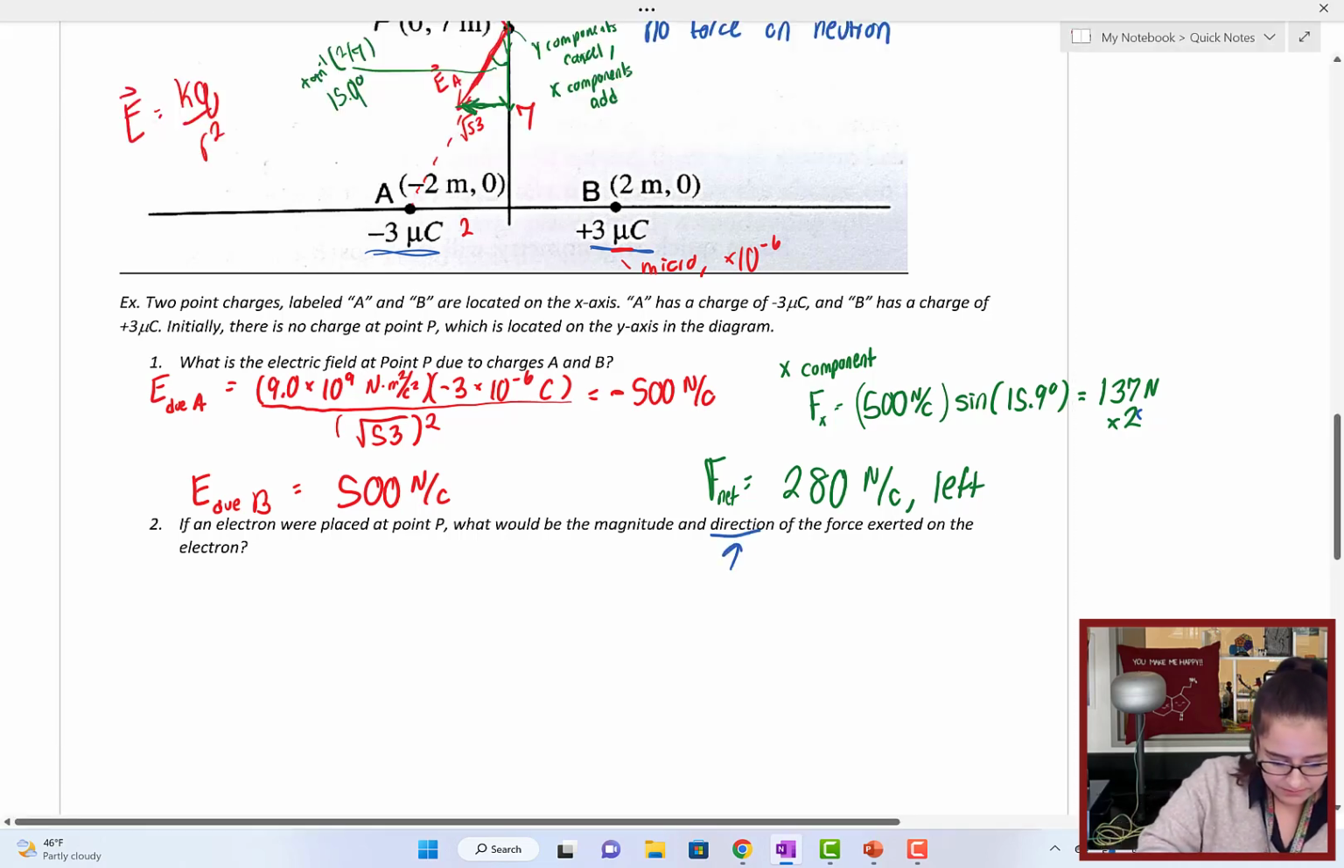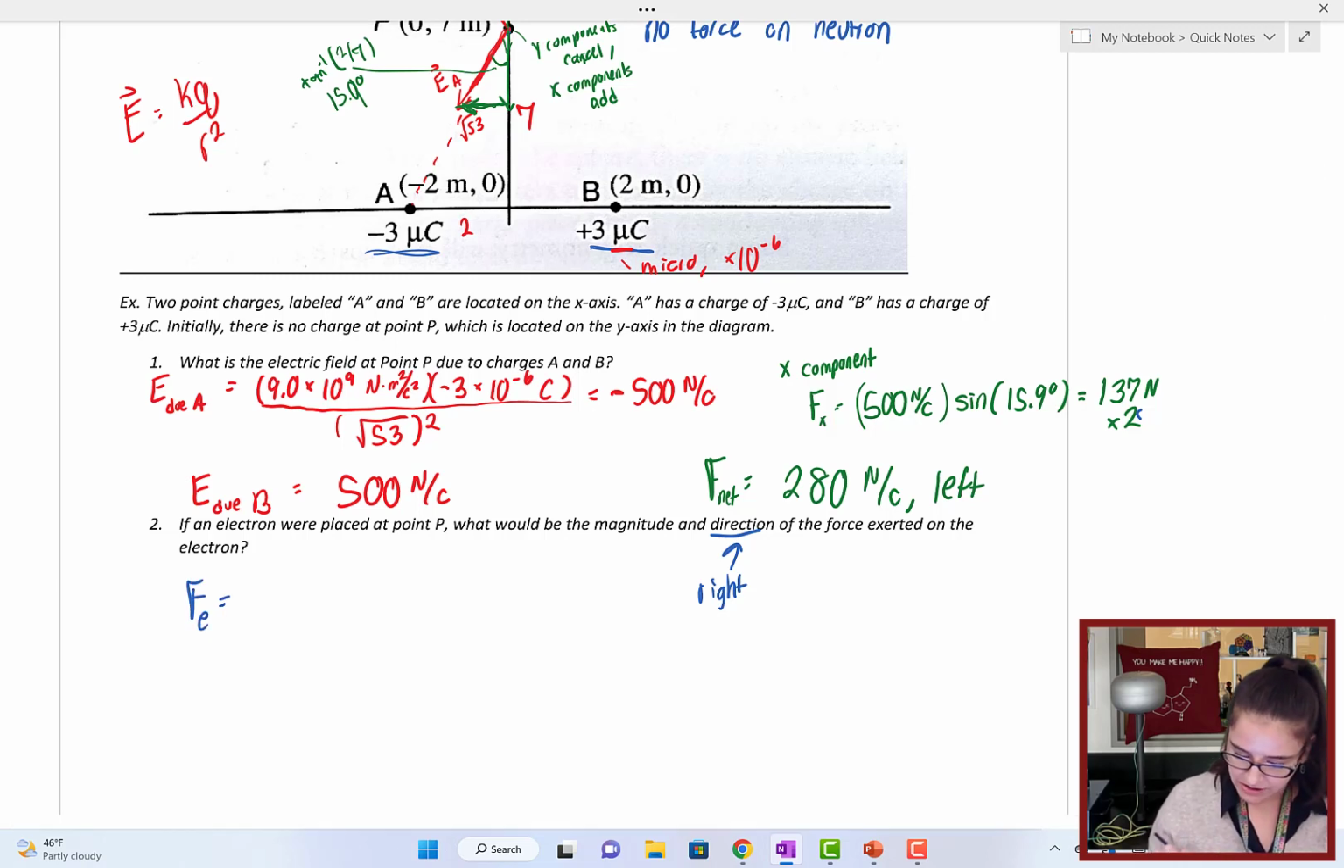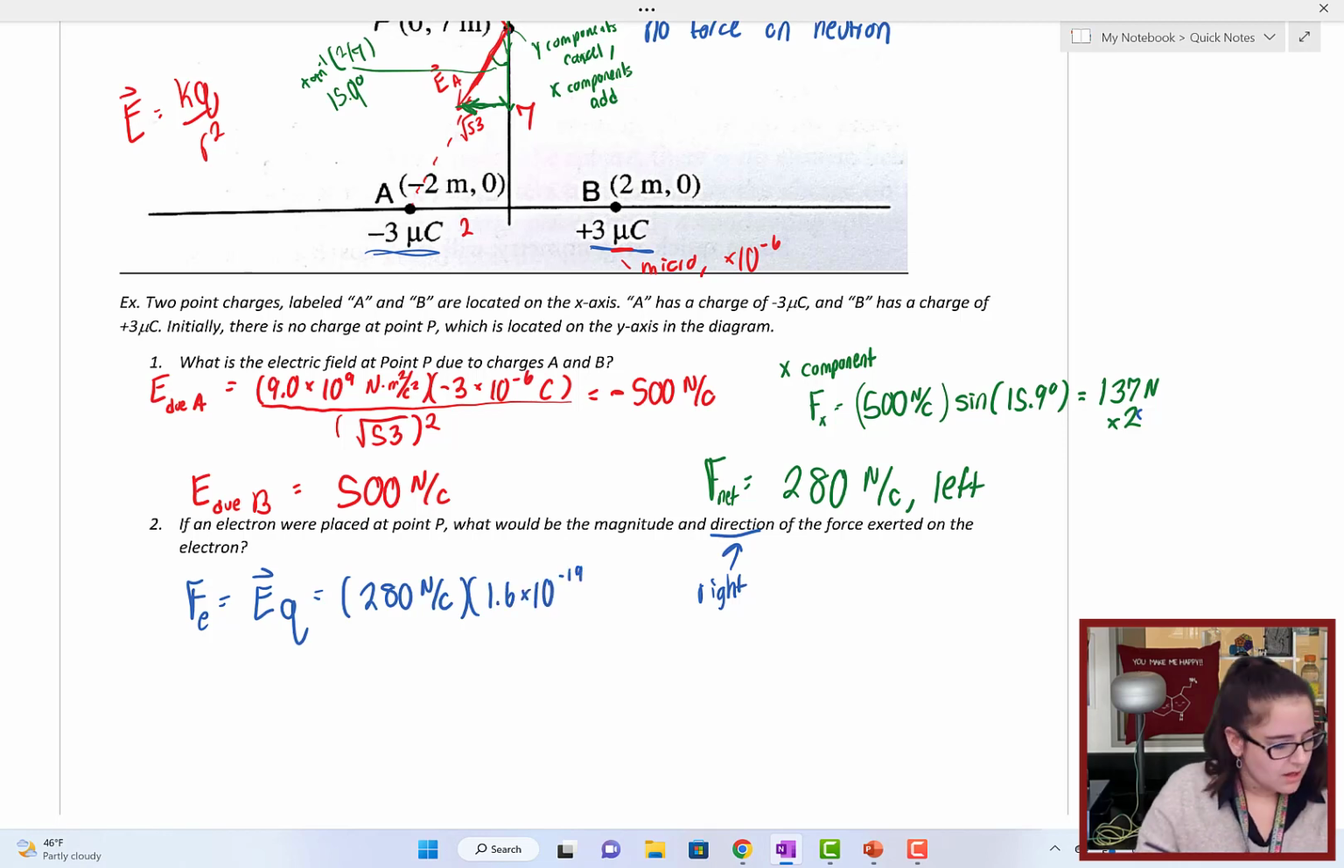And then to find the magnitude, we would use that the electric force equals that electric field strength times Q. Okay, so we have the electric field strength, which we just found as 280 newtons per coulomb to the left times the charge on an electron, which is the fundamental charge, 1.6 times 10 to the negative 19 coulombs. And you get a force of 4.48, so 4.5 times 10 to the negative 17 newtons to the right.